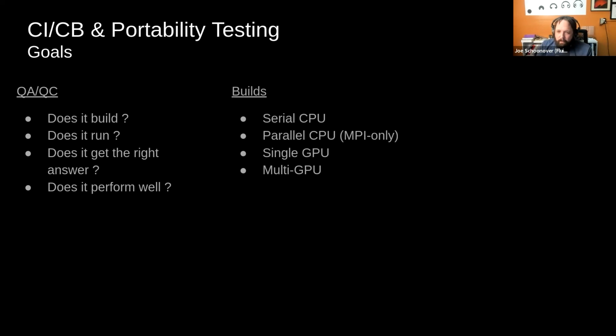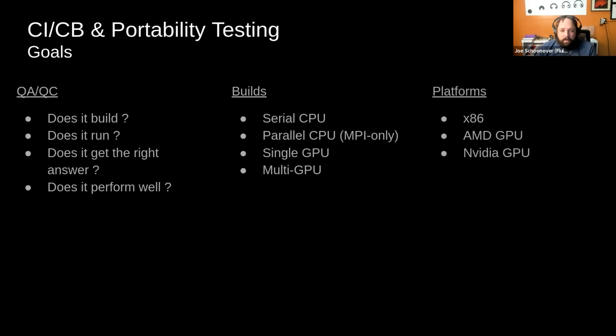Because we want to serve a wide range of users that might be doing work on a laptop, a workstation, a supercomputer, or a small research cluster, we need to make sure that those questions are answered positively for serial CPU builds, parallel CPU builds, single GPU, and multi-GPU builds. Already, answering these questions with these 4 constraints ends up being a lot of testing to do. In fact, you have at the very least 16 by however many tests you want to run.